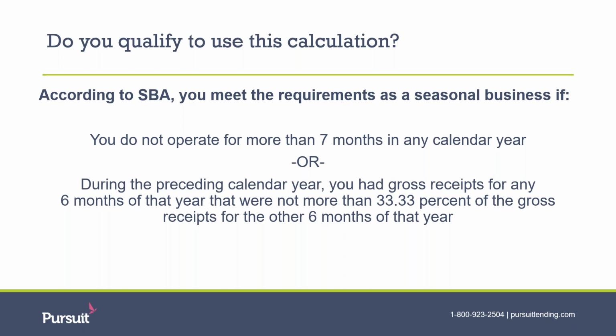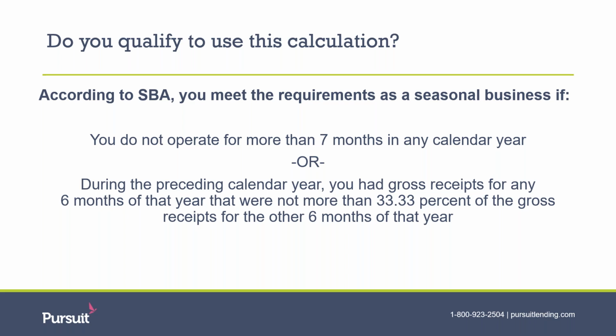The first step to see if you qualify for the seasonal business calculation is to follow one of the two options that the SBA has provided to meet the requirements of a seasonal business. The first is that the business cannot operate for more than 7 months in any calendar year. The business must be closed for the remaining months of the year to qualify as a seasonal business under this stipulation. The second option is that during the preceding calendar year, the business's revenues for any 6 months of the year were not more than a third of the gross receipts for the other 6 months of the year.